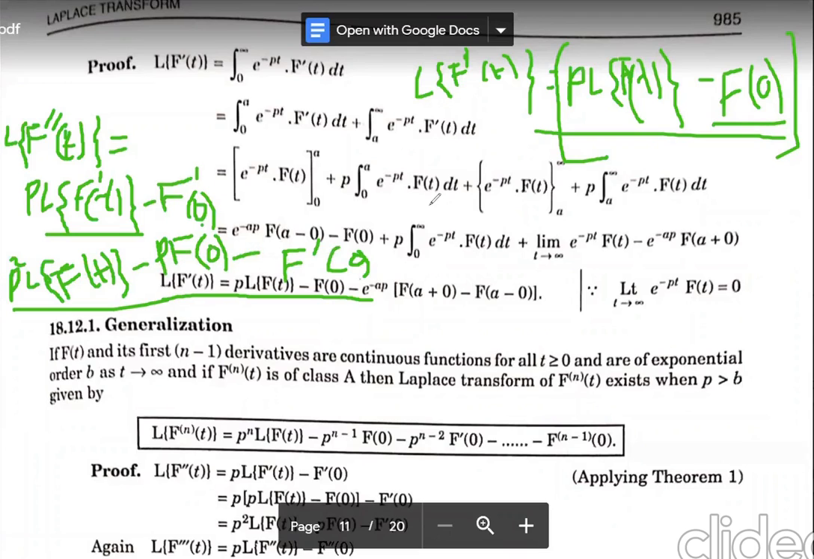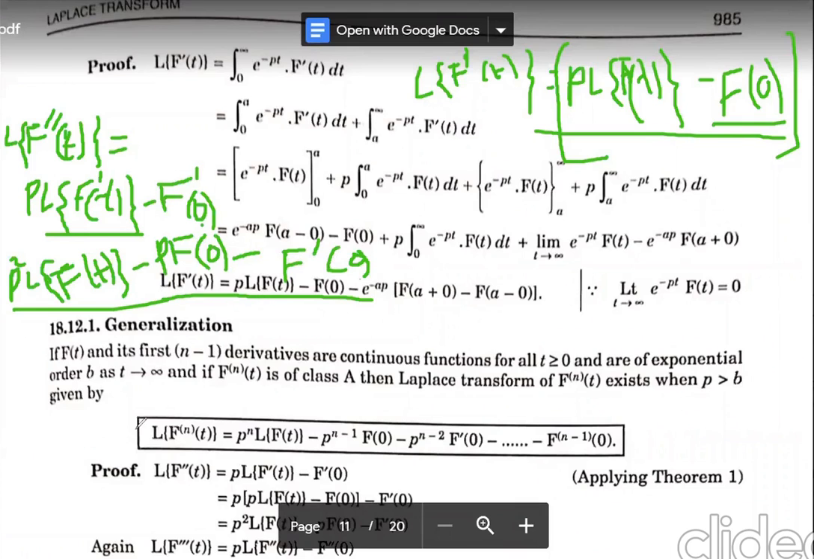Similarly, if you want to find the Laplace transform of third order, it will be p cube times the Laplace transform of f of t minus p square f of 0 minus p f dash 0 minus f double dash 0. Like this you will get.